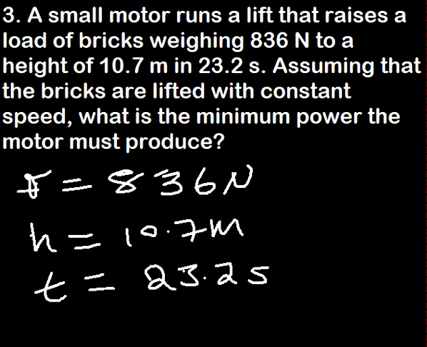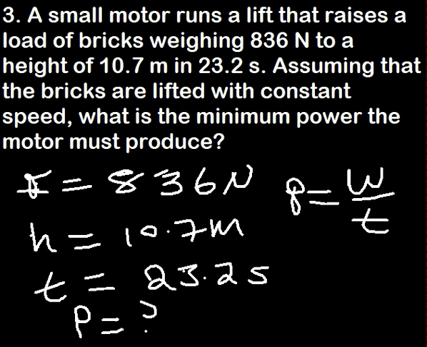Now we have to calculate the power the motor must produce. So how should we have the power? According to the given parameters, the power will be given using the formula work done over time. You can have the work done using the force times distance, and then divide by the time. So that's how you can have the power which the motor must produce.